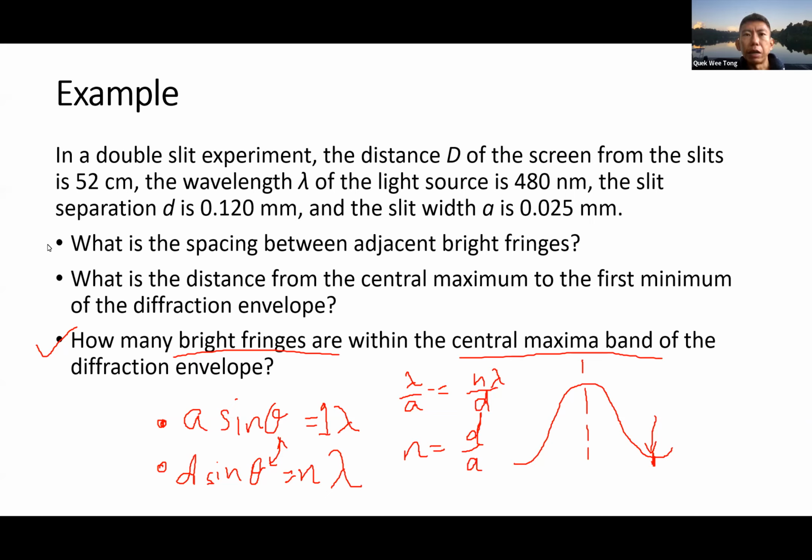After you find n, let's suppose it's 10. So the 10th order is missing. How many orders can you see? You see 1 up to 9. Then you have to consider the other side also, 1 to 9, so 18. Then you still have to consider the 0th order, so 19. So that's an example of how you go about determining how many bright fringes are within the central bright band.